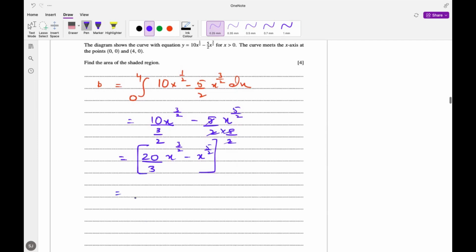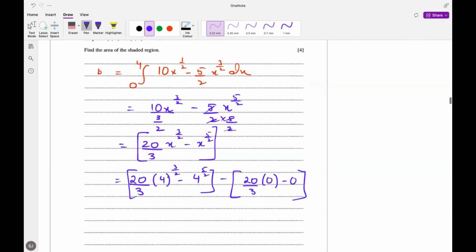So substituting 4 in place of x, we'll get 20 upon 3, 4 to the power 3 upon 2 minus 4 to the power 5 upon 2. Then substituting the lower limit, which is x equals 0, that will be 20 upon 3 into 0 minus 0 to the power 5 upon 2, which will be 0.